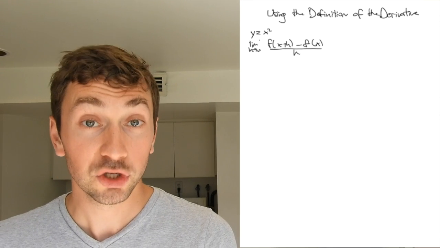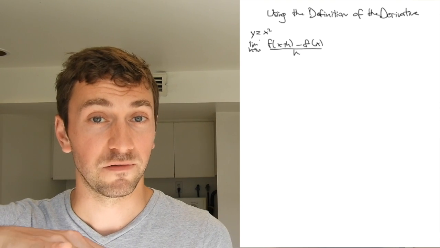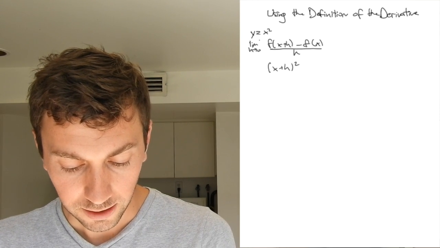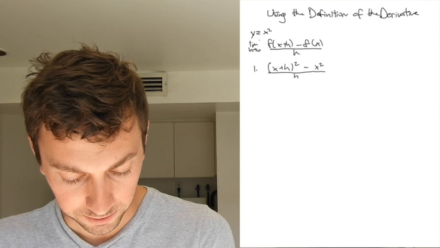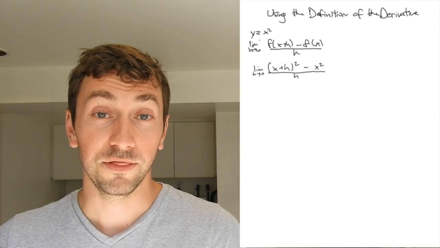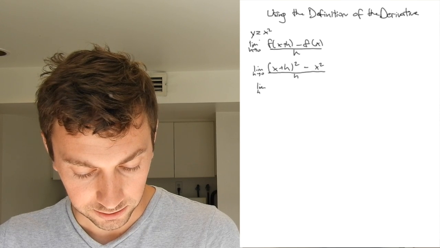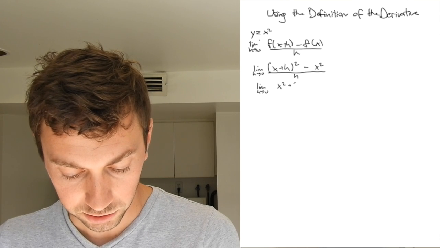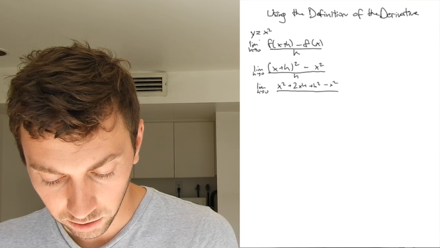Okay, let's try. So the first one, f of x plus h. I have x squared as my function, so it's x plus h squared, and then minus x squared, all over h, and the limit as h goes to 0. Now I FOIL the x plus h squared, so that's the limit as h goes to 0 of x squared plus 2xh plus h squared minus x squared on the top, all over h.